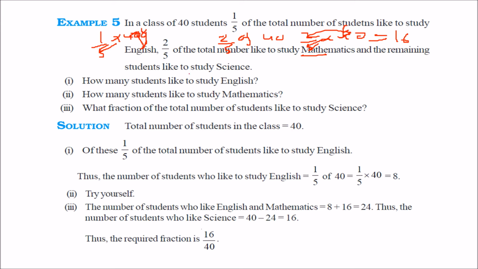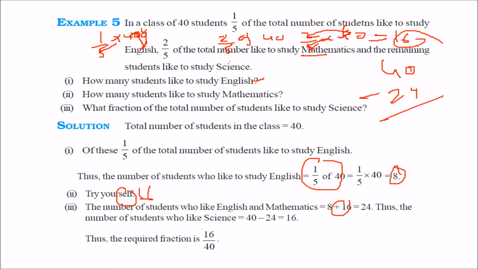So English, 1 by 5 of 40, is 8. Then the second one, 2 by 5 of 40, we just found out as 16. Now 8 and 16, they are for English and maths. So 8 plus 16 is 24. Total is 40. 40 minus 24 is for the remaining, which is science. 40 minus 24, that is 16. This 16 are for science.